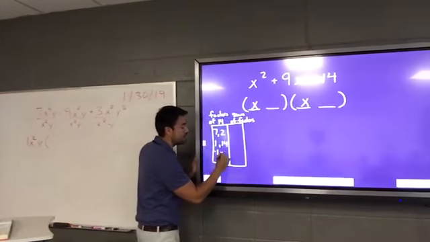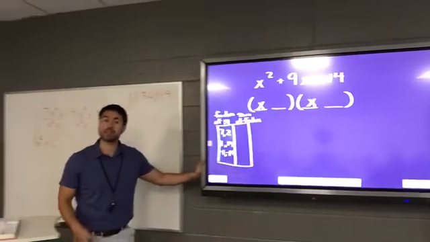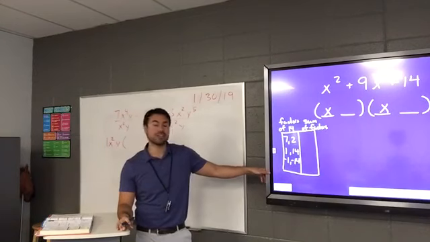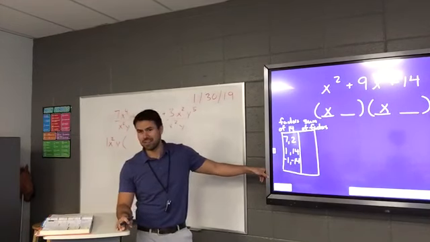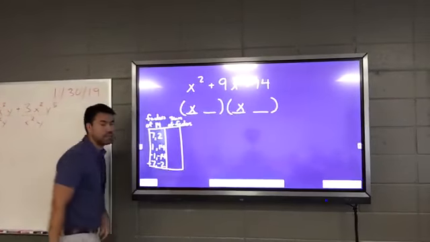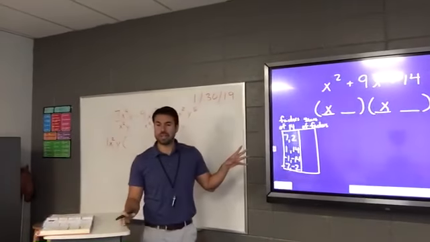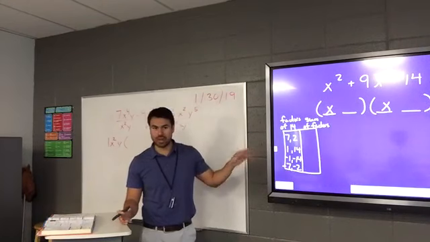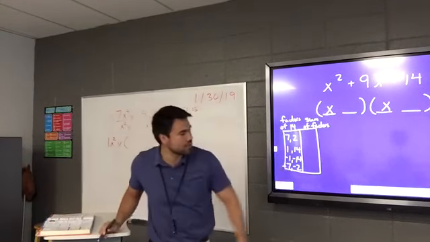Negative 1 times negative 14 is correct. Because what's negative 1 times negative 14? 14. And there's got to be another one then. Negative 7 and negative 2. Now, in this problem, it might seem unnecessary, but I'm telling you right now, it's going to be very necessary in just a couple slides here.